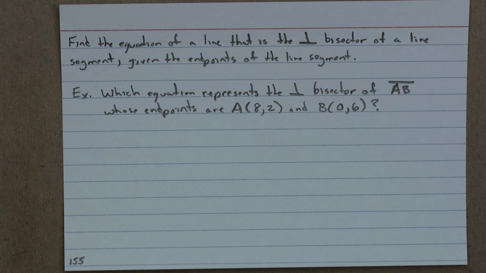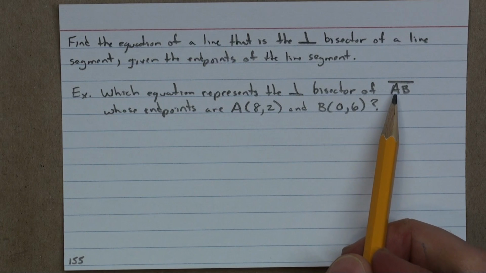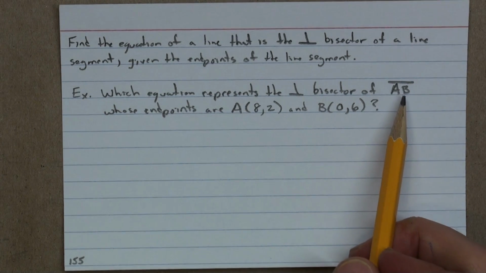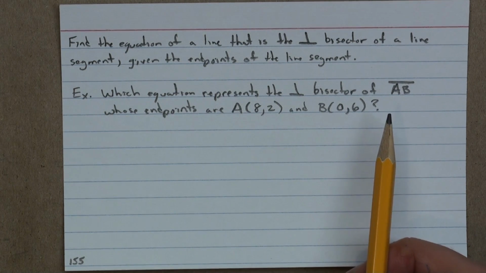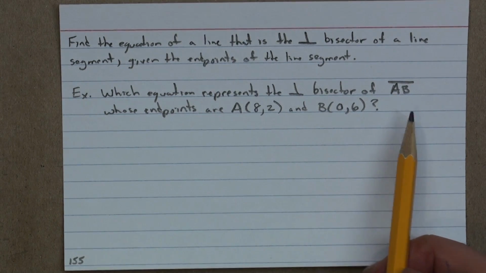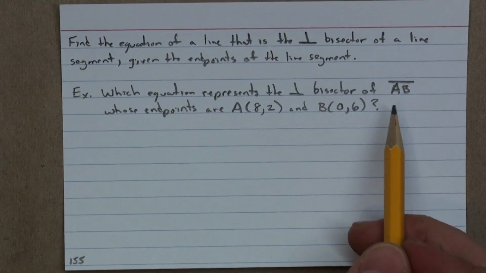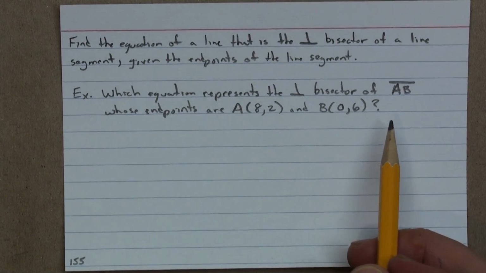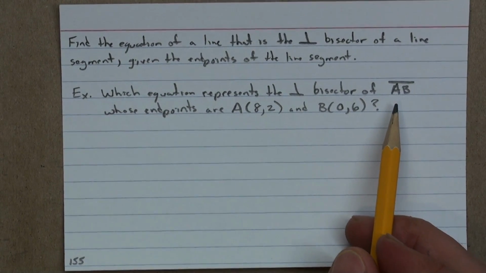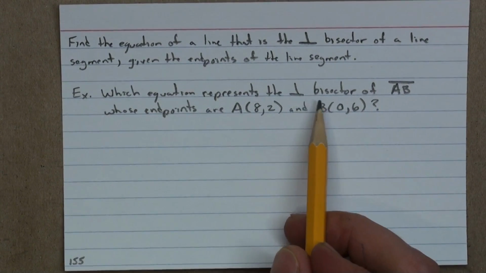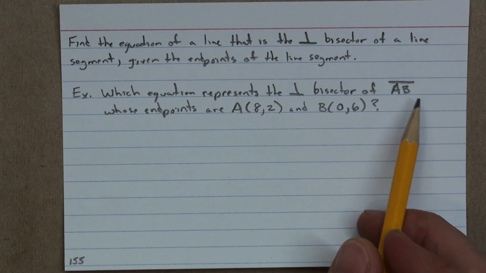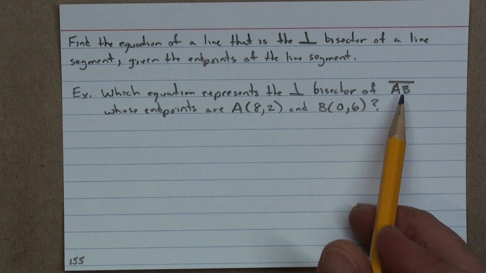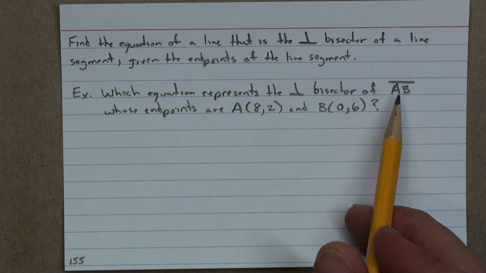So how do we do that? Well, we got to find the slope of line segment AB, right? Because if we're finding a perpendicular bisector of line segment AB, then it's going to be the negative reciprocal of the slope of AB. All right? So that's what we're going to do.